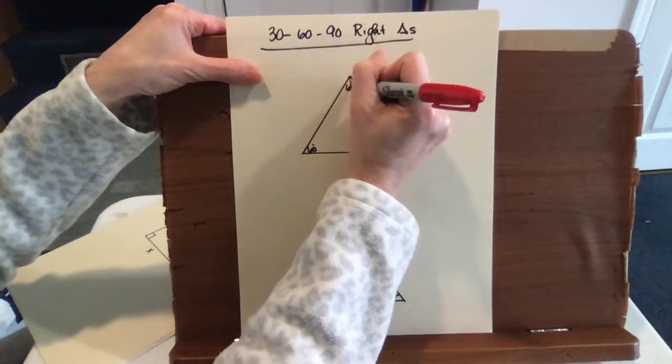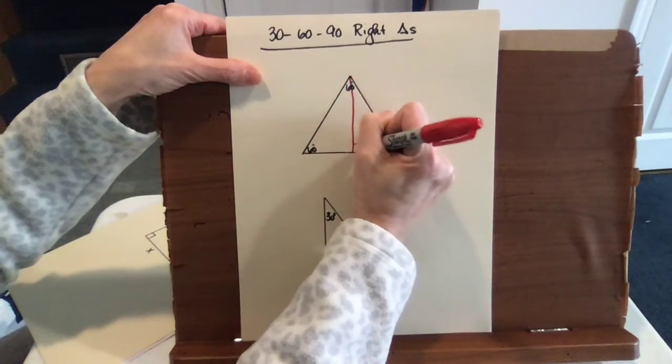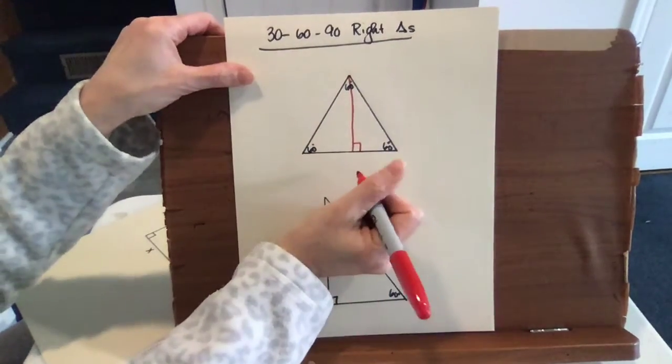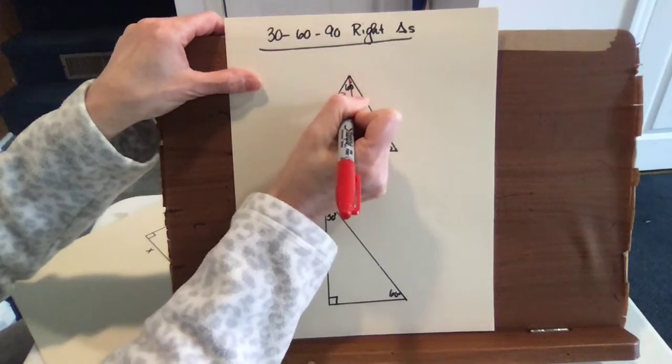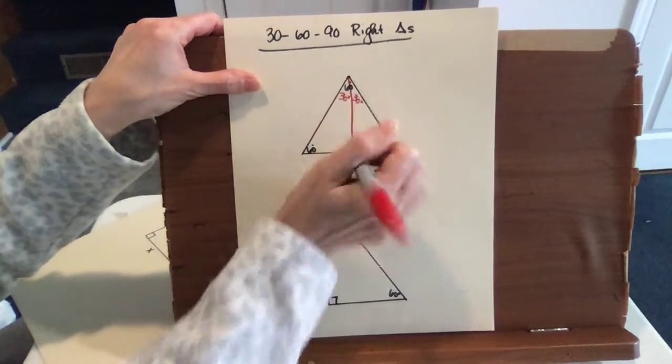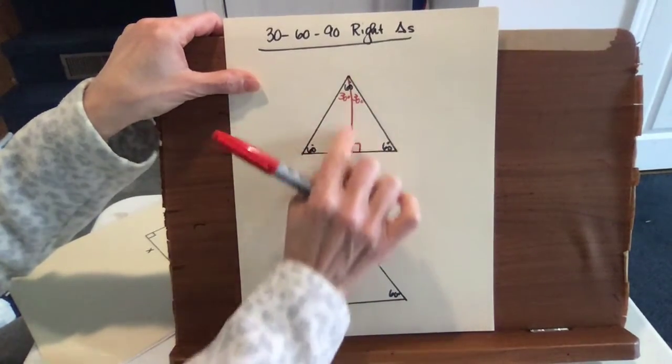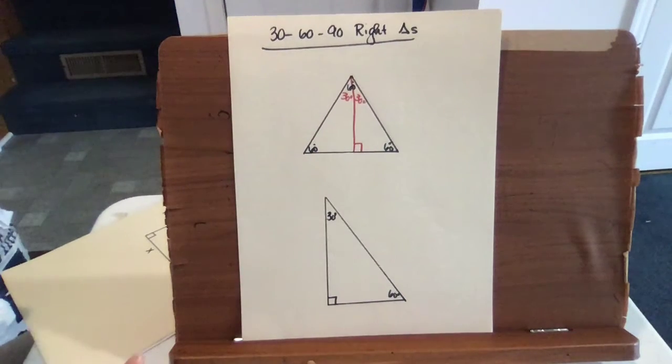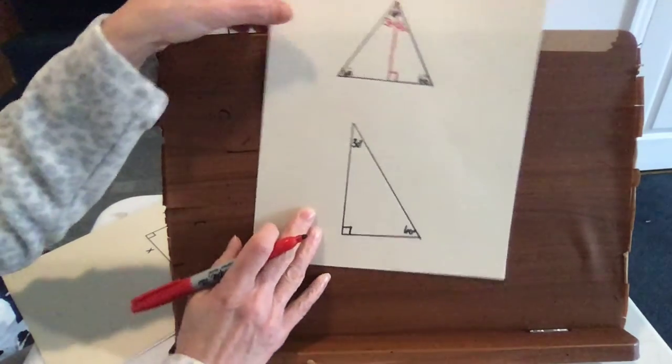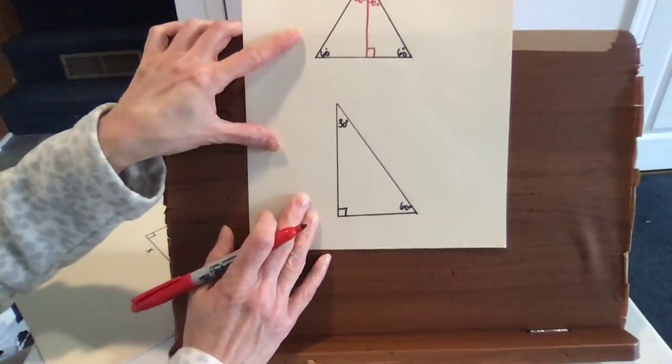And if we draw an altitude straight down here at a right angle, that altitude would split this angle into 30 and 30, and we'd have 30-60-90 right triangles. So our 30-60-90 right triangles have a relationship that is also very unique.